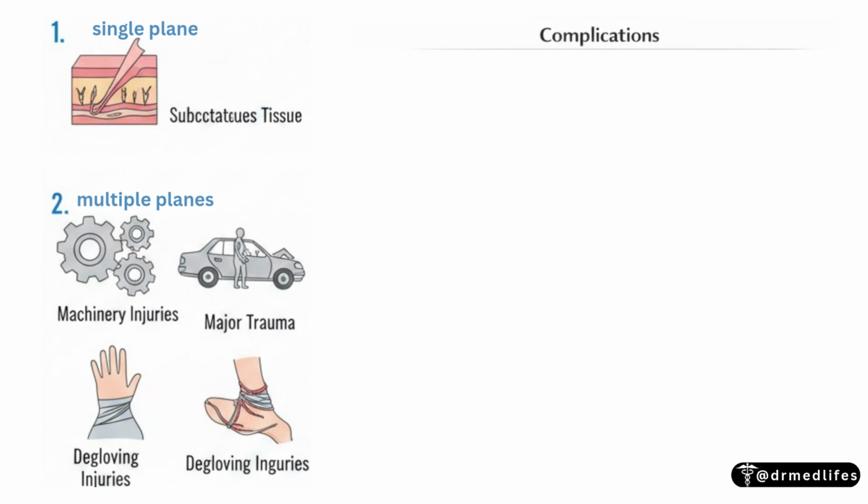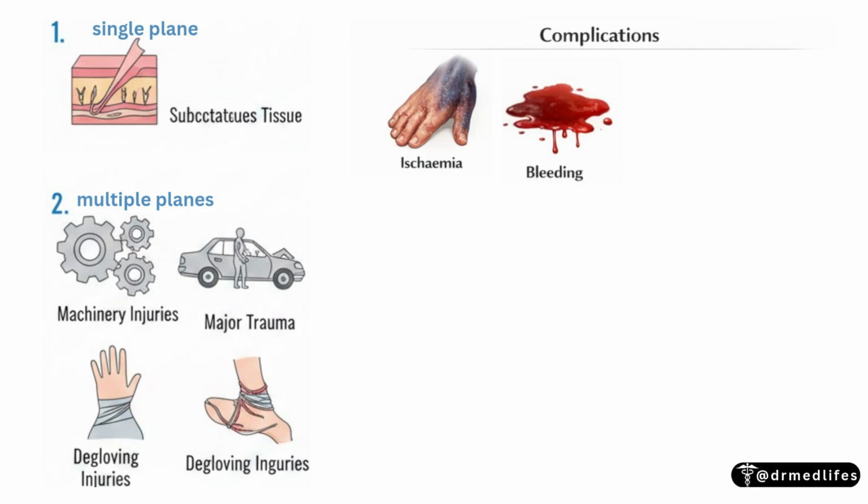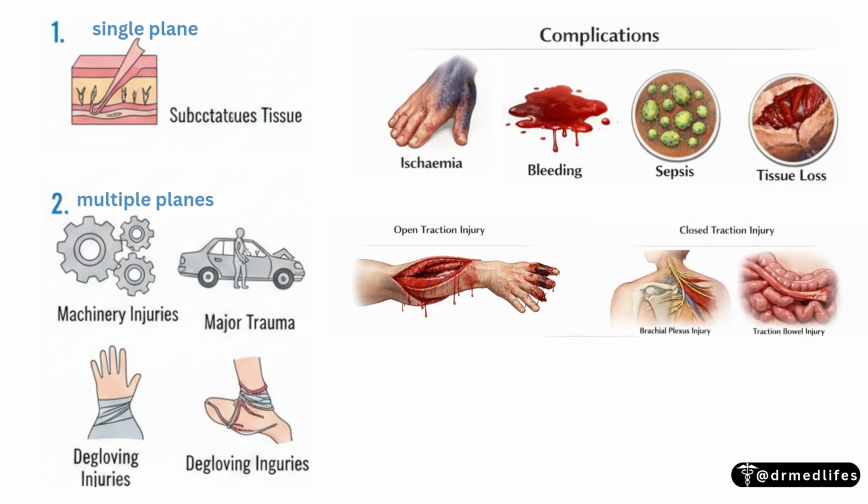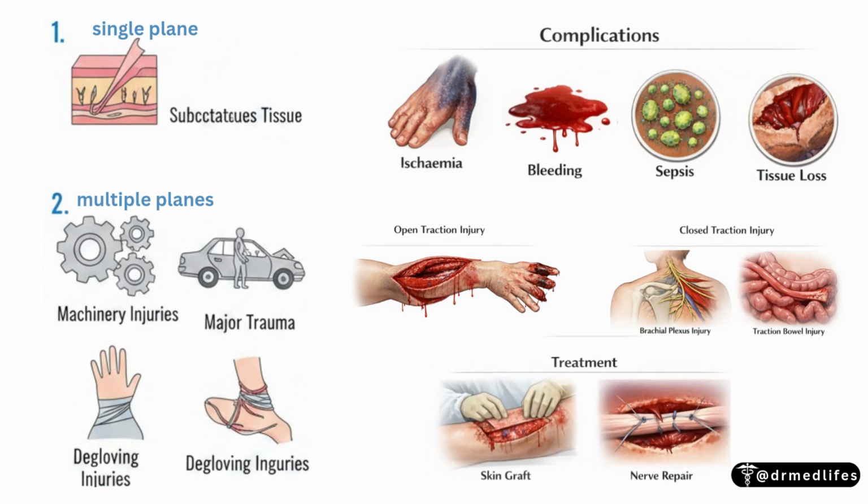Common problems include ischemia, bleeding, sepsis, and loss of wide tissue area. Open traction injuries occur on the surface, while closed traction injuries occur in deeper planes like brachial plexus injuries or traction bowel injury.